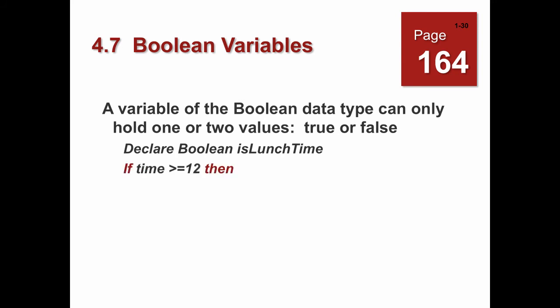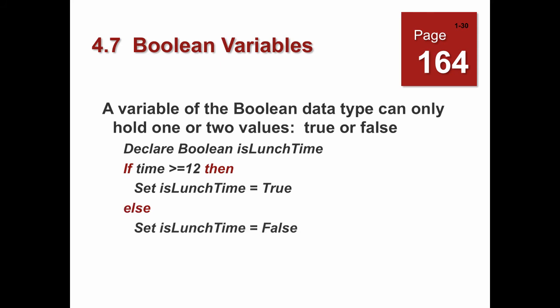So we say, if time is greater than 12, then set the isLunchtime variable to true. So we put true in the isLunchtime variable. Else, set the isLunchtime variable equal to false. So if the time is greater than or equal to 12, isLunchtime is true. If it's not, it's false. And then we end the if.